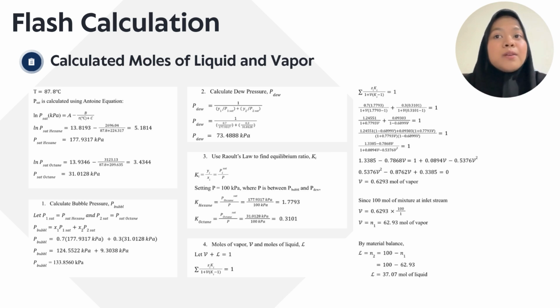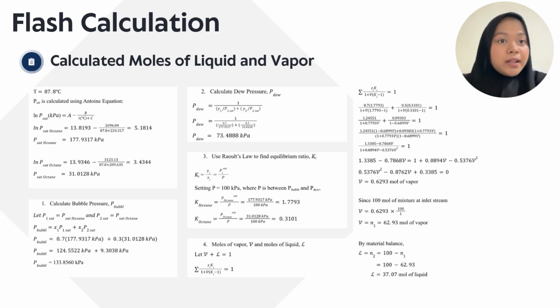So K for hexane equals 1.7793 and K for octane equals 0.3101. And after that, we can calculate moles of vapor, V, and moles of liquid, L.